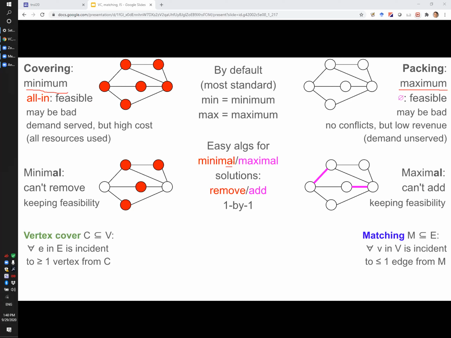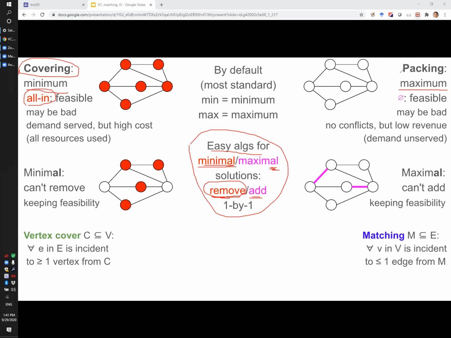But if you're not trying to find minimum and maximum, but trying to find minimal or maximal, then you can do it very easily by greedily removing or adding. In the case of vertex cover, removing vertices. In the case of matching, adding edges. Or more generally, for the covering problems, you can find a minimal solution by starting from everything, like starting from all vertices, and removing the vertices one by one until you cannot remove any more.